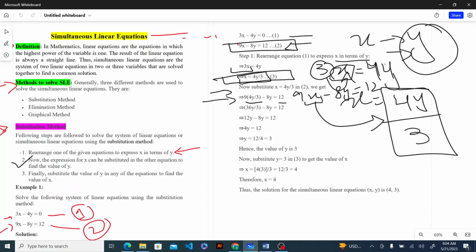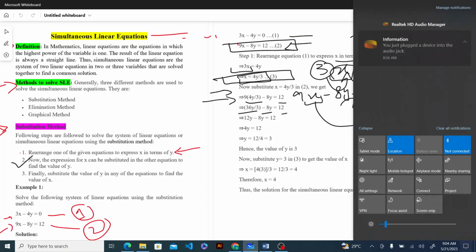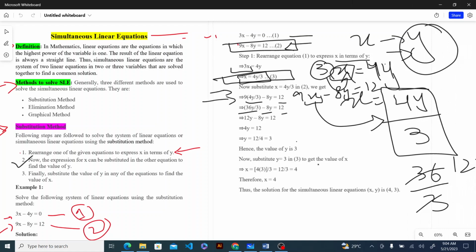Now we will resolve it. How will we resolve it? 9 will be multiplied by 4, 9 fours are 36y, divided by 3, minus 8y is equal to 12. Okay, so 36 will be divided by 3. So 3 ones are 3, 3 twos are 6, means 3 twelves are 36. So we have found 12y minus 8y is equal to 12 in this step.